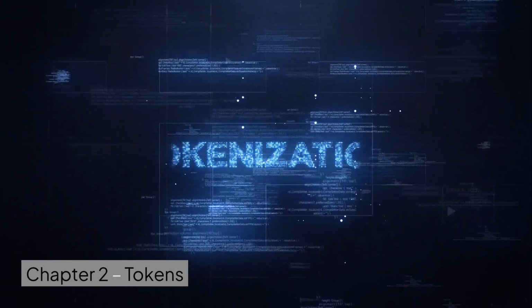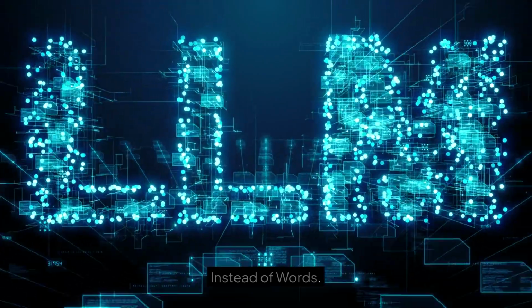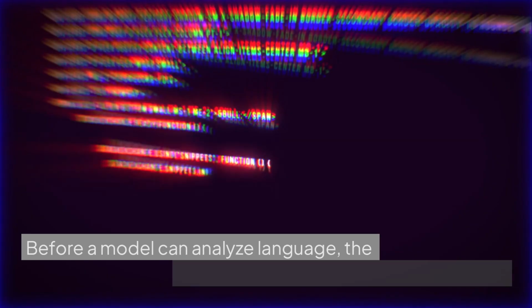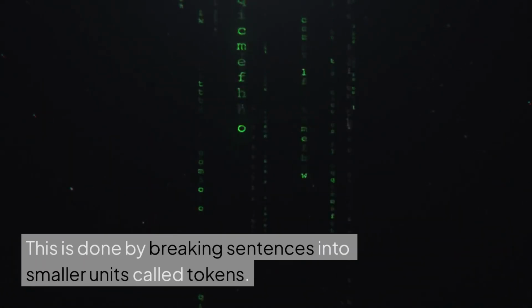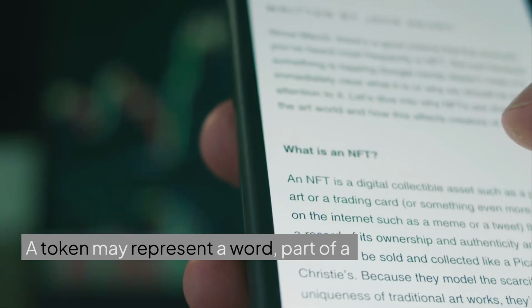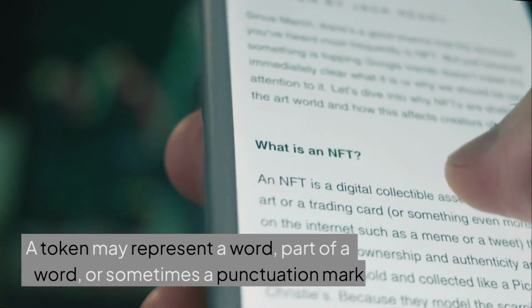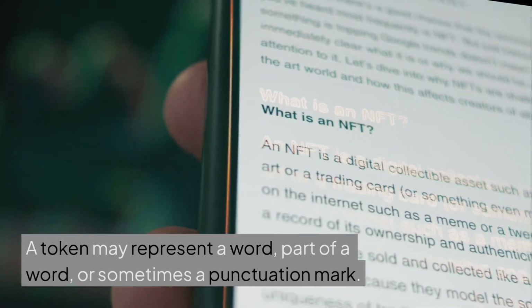Chapter 2. Tokens instead of words. Before a model can analyze language, the text must be converted into a numerical format that computers can process. This is done by breaking sentences into smaller units called tokens. A token may represent a word, part of a word, or sometimes a punctuation mark.